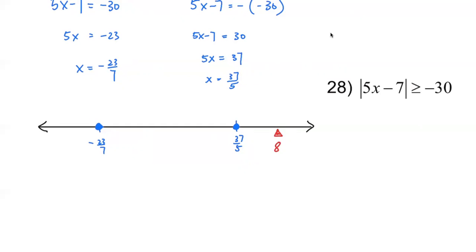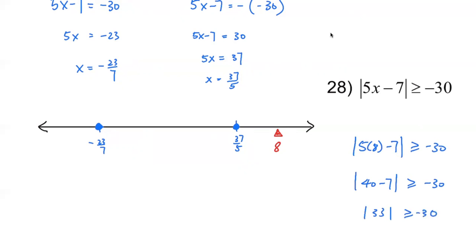Okay, so we say, does 8 work? Well, let's go ahead and test it out. 5 times 8 minus 7 is greater than or equal to negative 30. It's 40 minus 7, so the absolute value of 33 is greater than or equal to negative 30. Yes, it's true. So 8 is good. That means the whole interval is good.